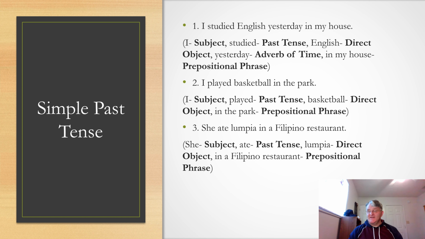She ate lumpia in a Filipino restaurant. We have some lumpia lovers here. Yes, lumpia, very delicious. Do you guys know what lumpia is? Yes, it's like a spring roll, a Filipino style spring roll. Very, very delicious. So she ate lumpia in a Filipino restaurant. Lucky lady. So she here is our subject. Ate is our past tense. So we're using simple past here. Lumpia, which is the Filipino style spring roll, is our direct object. And in a Filipino restaurant would be our prepositional phrase.